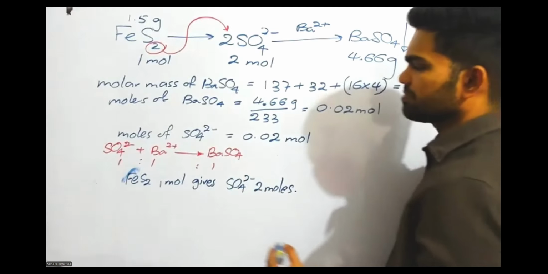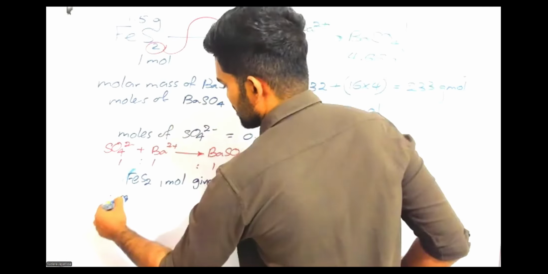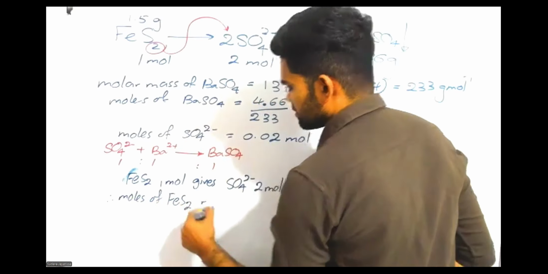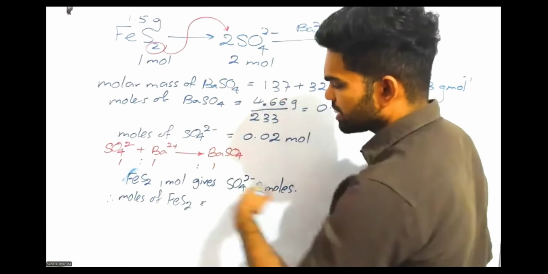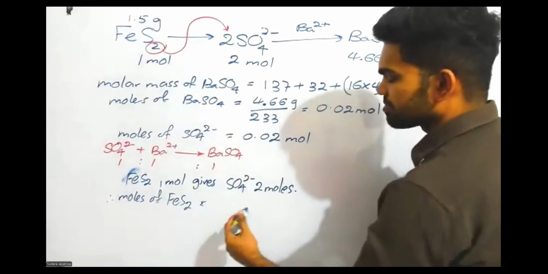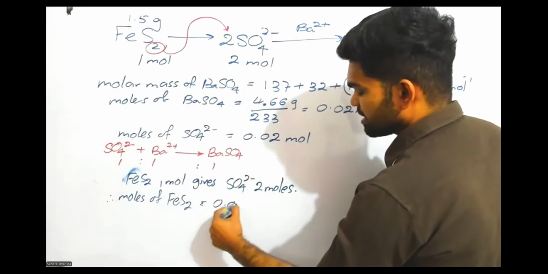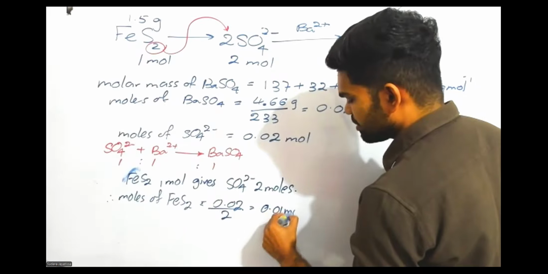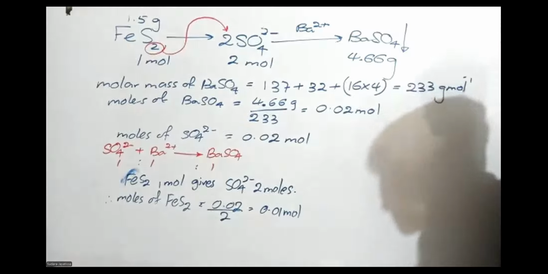2 moles. Therefore, moles of FeS2. If you are not writing an equation, you need to give at least a sentence. That must be done. And then 0.02 divided by 2, so 0.01 moles of FeS2 is produced.